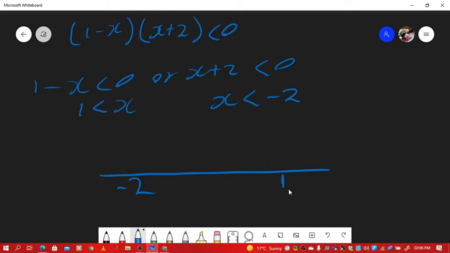Okay, so when you have a number line like this, you can see it says x is greater than 1. That means x values are from 1 to this side of the number line, and x is less than negative 2, and also goes to this side of the number line. So these points are not included because it's not less than or equal to or greater than or equal to. So that's why there are open dots.